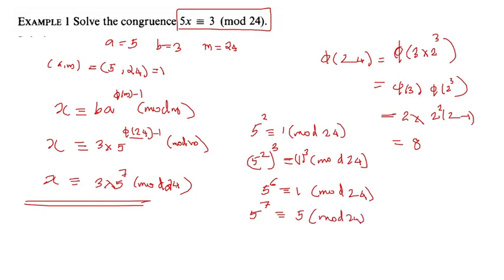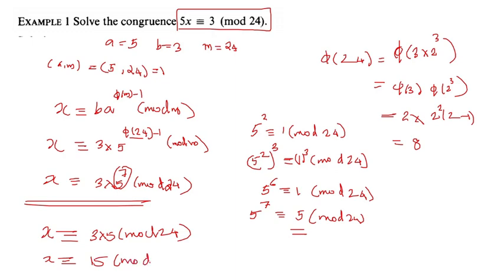So instead of 5 raised to 7 we can write 5, that is x congruent to 3 into 5 mod 24. That is, the solution is x congruent to 15 mod 24. Any element congruent to 15 satisfies the congruence. Therefore x congruent to 15 mod 24 is the solution of the congruence.